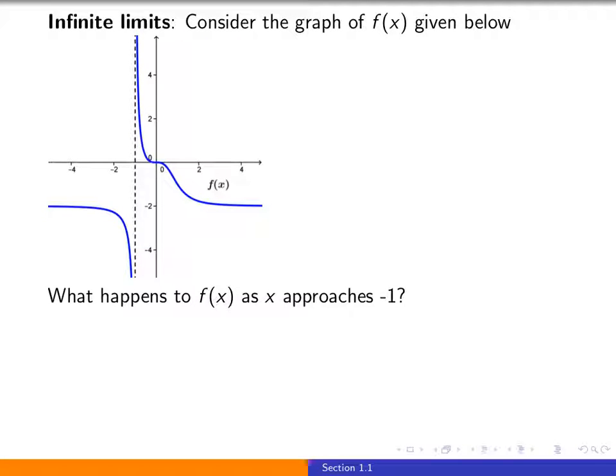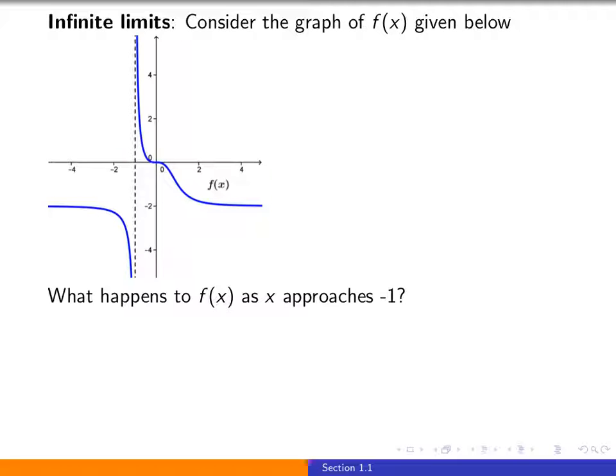In this video, we will discuss infinite limits. And to do so, let's consider the motivation given by the graph below. And the question: what happens to the graph of this function f of x as x approaches minus 1? Well, as x approaches minus 1, it seems like the real question would be, what happens as you approach, say, minus 1 from the left or minus 1 from the right?